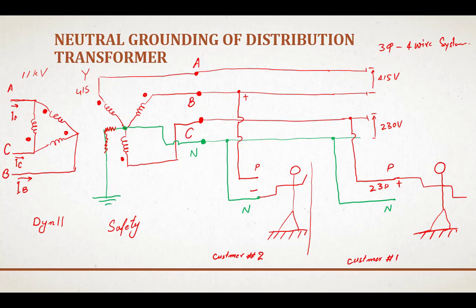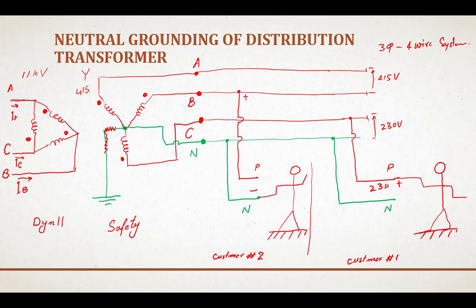Now why have they experienced this shock? Because they were confident nothing is going to happen if they will be in contact with either neutral or phase because the system is ungrounded. But that doesn't hold if someone else at a different location connected to the same secondary of the distribution transformer is in contact with the phase or neutral, that problem will occur.